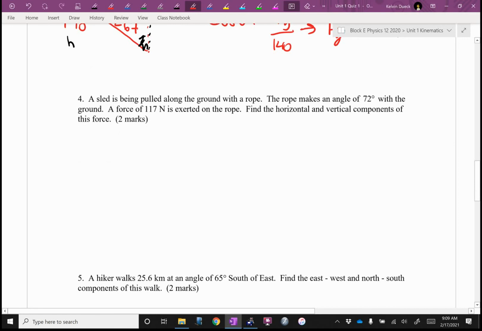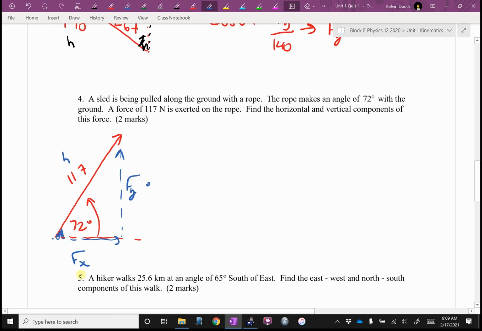A sled is being pulled along the ground. The rope looks like it makes an angle with the ground of about 72 degrees, and 117 newtons. They want me to find the horizontal and vertical components. Color, color, color, color. Opposite, hypotenuse, adjacent. It looks like cosine of 72 is going to be x over 117.